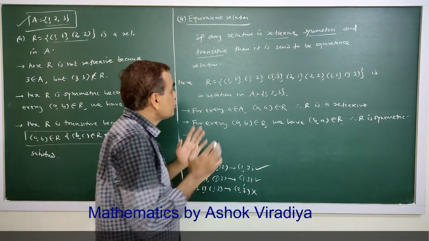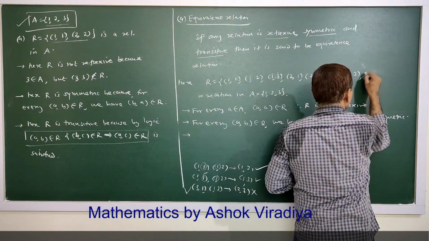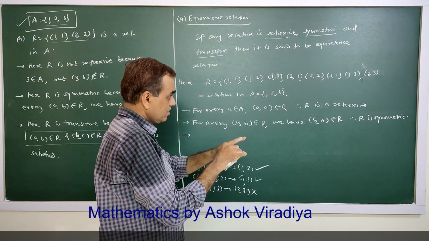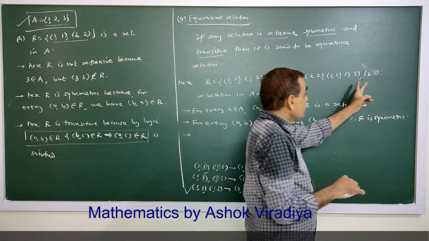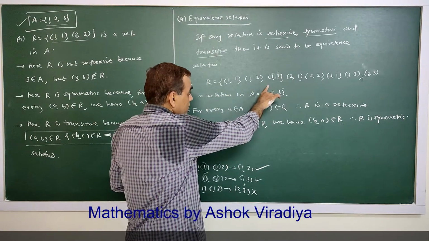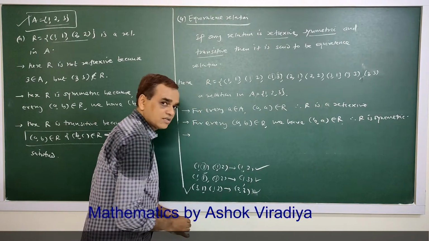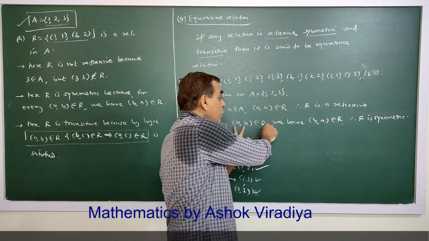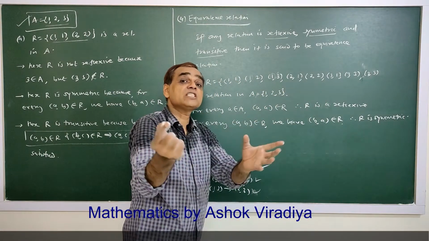Suppose I add (2, 3). Then what will happen? To be symmetric, (3, 2) must be in this set. So taking (2, 3), this will be in R. But then another condition will be broken, because if we add (2, 3) to R, then (3, 2) does not belong to R. So then it will not be symmetric.